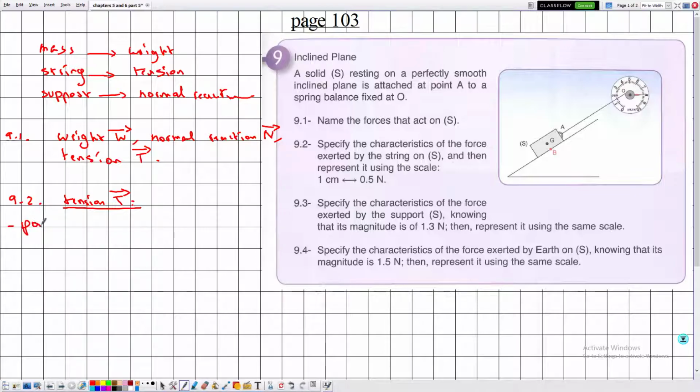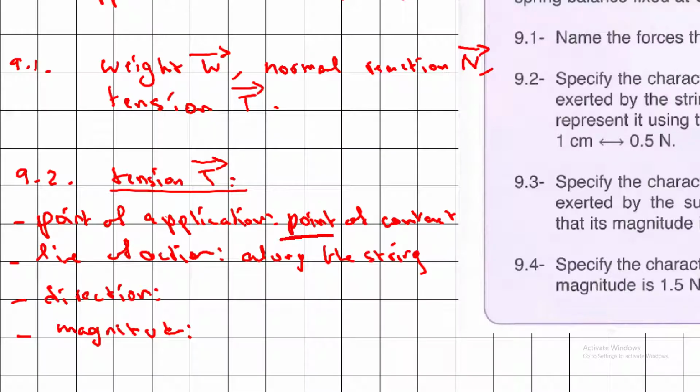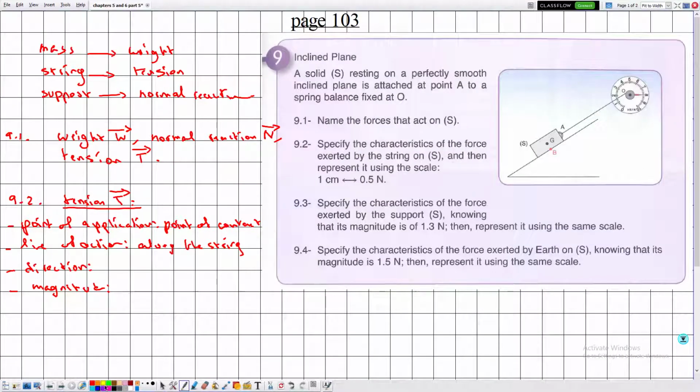we have the point of application, the line of action, the direction, and the magnitude. Now as usual we know because the tension T is classified as a contact force, so this will be the point of contact. And the line of action of the tension is always along the string. So one should always memorize these two and complete the missing. Then I will complete them in blue.